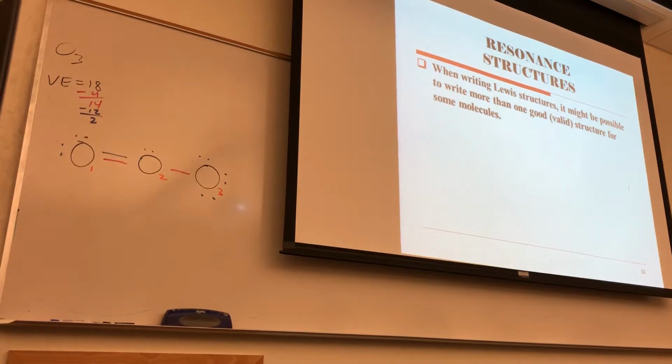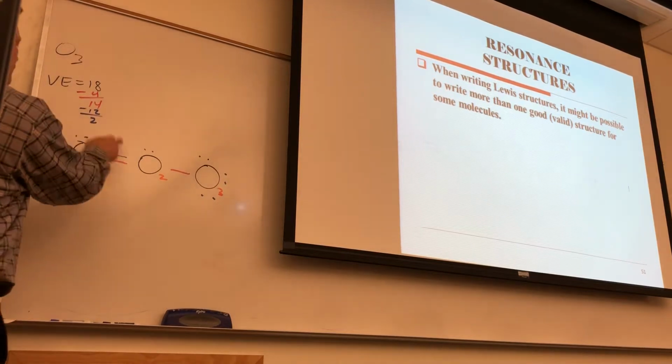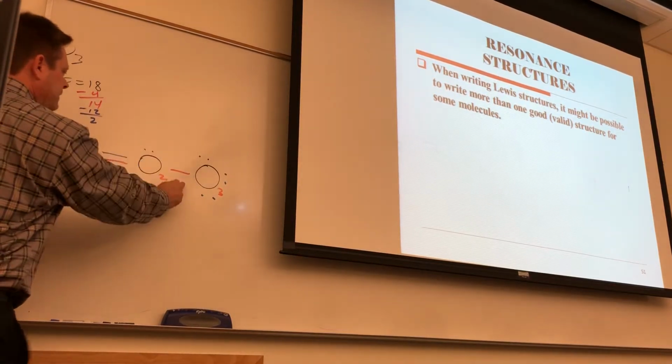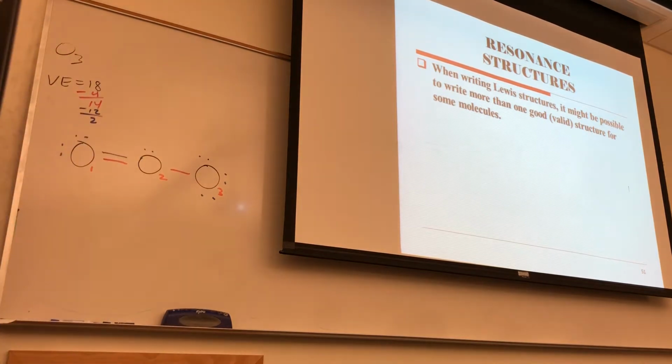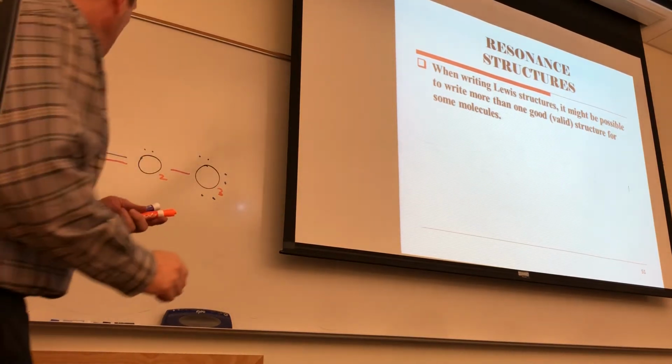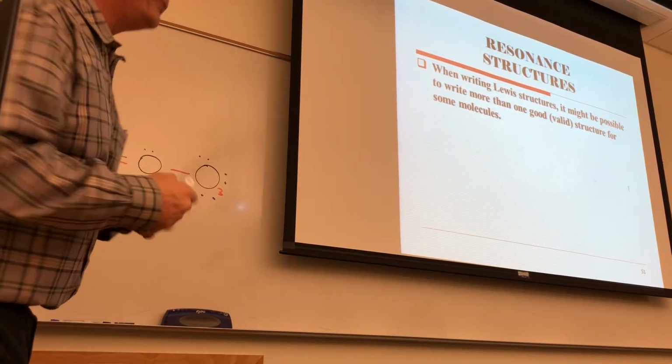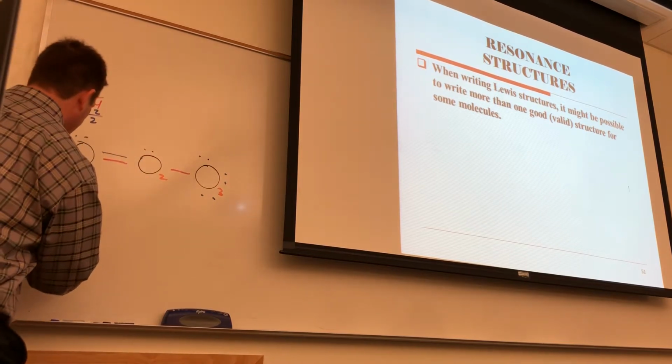I have to have octets around all of these. I'm doing Lewis structures. I have an octet around everything. 2, 4, 6, 8. That's right. Okay, now, but I could also do this. This is right, by the way. But I could do this.